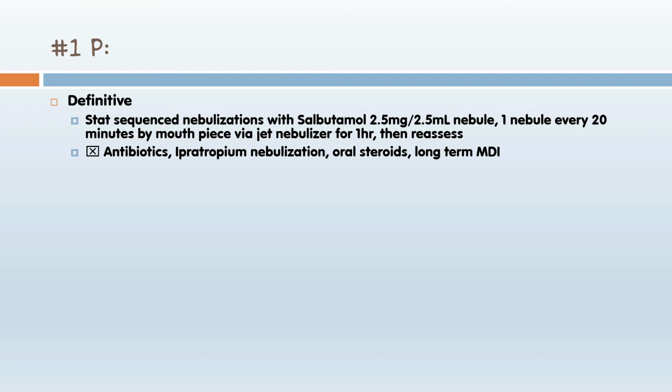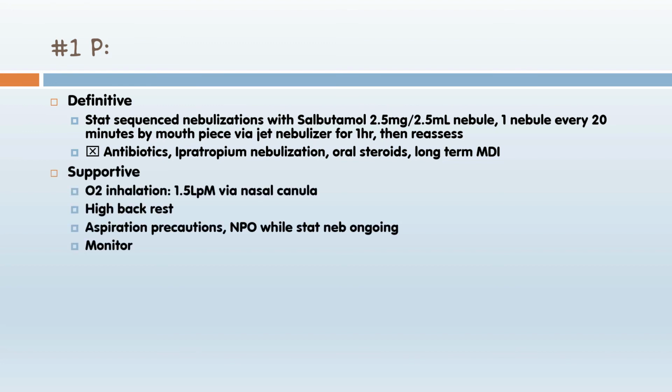Salbutamol neb 2.5 mg per 2.5 ml nebule, 1 nebule every 20 minutes by mouthpiece via jet nebulizer for 1 hour, and reassess. I will also start oxygen inhalation and give high back rest. While this is ongoing, I will take my patient's vital signs and reassess after each stat nebulization.